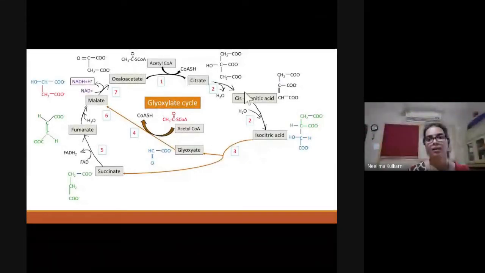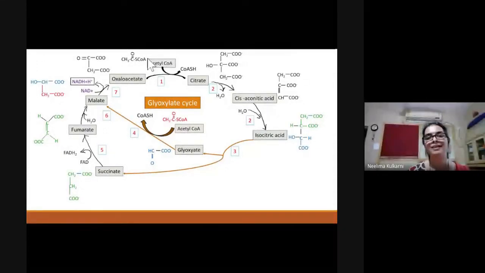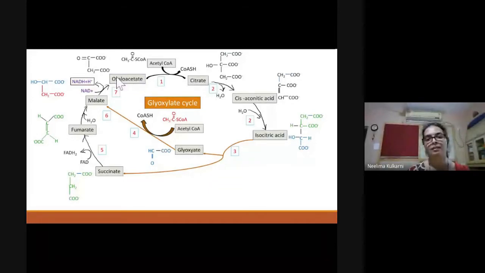So this is a modification of TCA cycle as I have already told. If the organism is growing on acetic acid, when acetic acid is used as starting material, many bacteria convert acetic acid to acetyl coenzyme A. Acetyl coenzyme A will then be converted to citrate. Normal citrate synthase reaction of TCA cycle will take place. Two steps which are catalyzed by aconitase enzyme convert citrate to isocitrate.